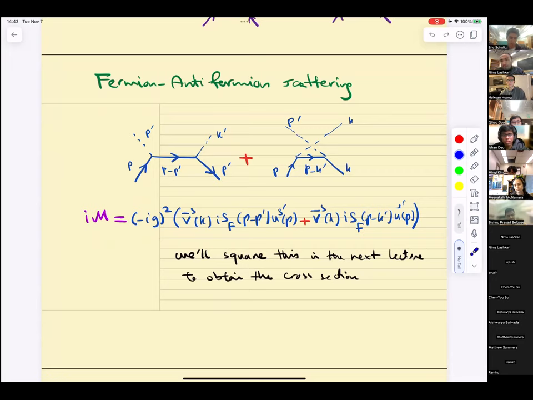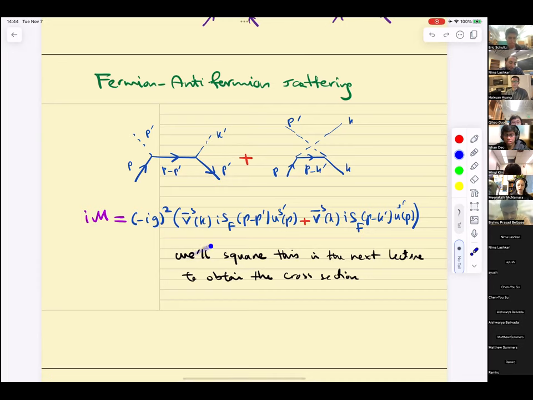So you know in advance where this is going. There will be two vertices, so that's minus ig squared. There is this leg, so v bar of s, u of s prime. There's a propagator fermion for p minus p prime here, right? And this is v bar of s of k, i s of p minus k, u of s prime, right? This is what this is.